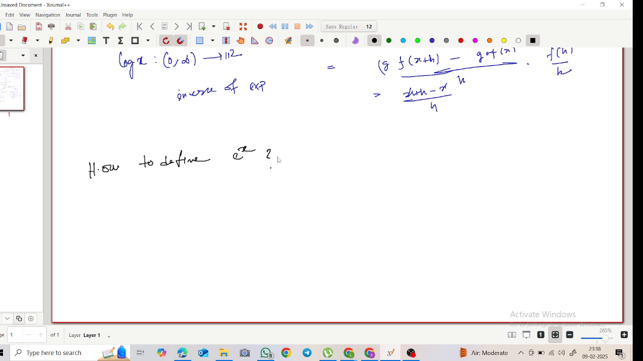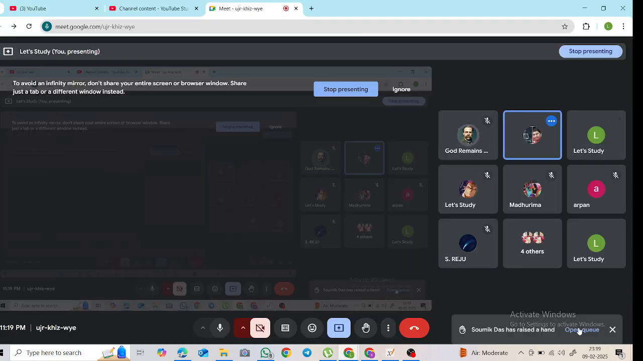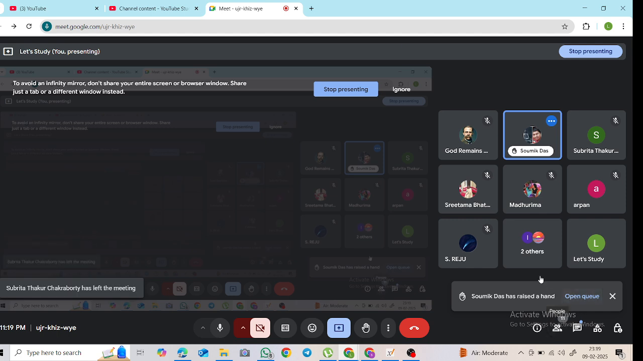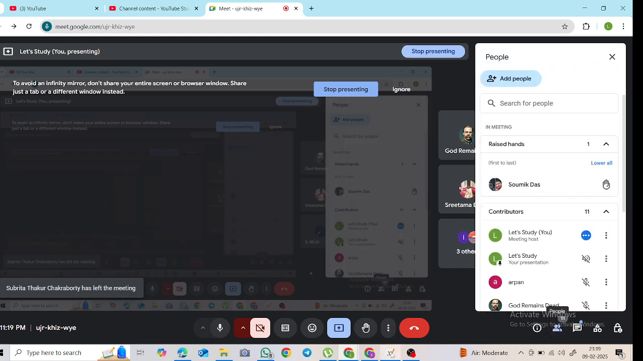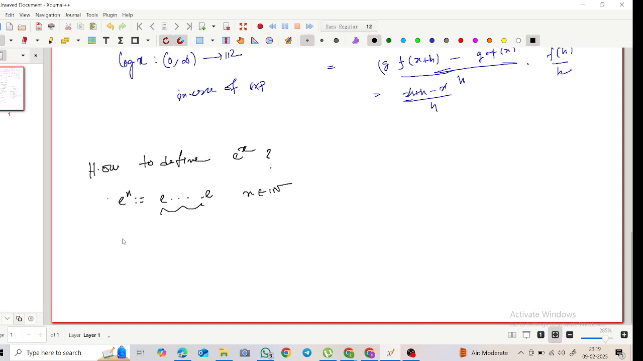First he is saying that define e to the power n to be, as we know, the product of n e's, for n belonging to natural numbers. Somebody is saying something. Raise the hand. And similarly, you can define e to the power minus n to be 1 by e to the power n. So e to the power n is defined for all n belonging to Z.